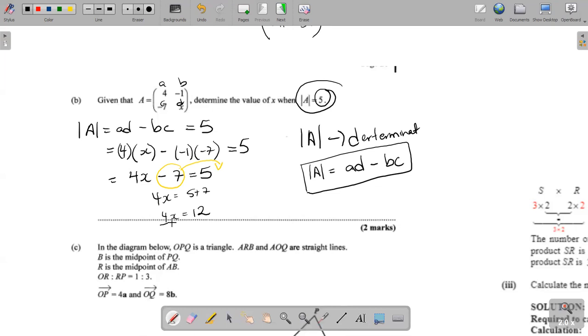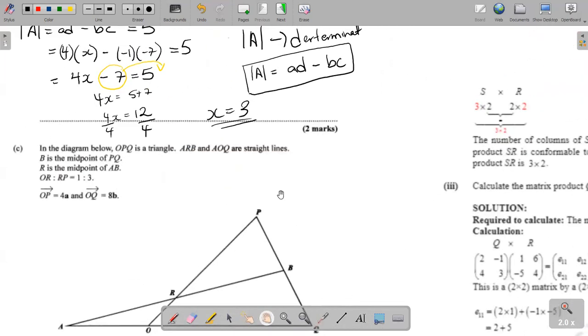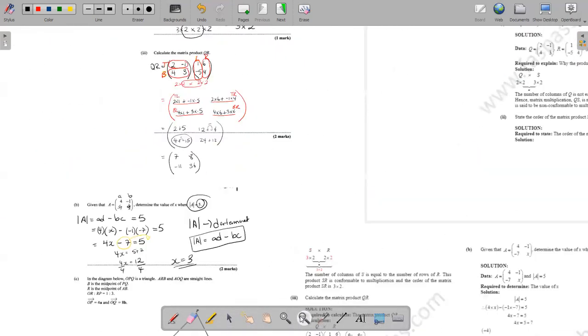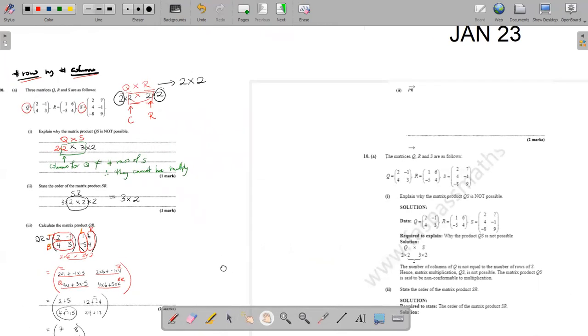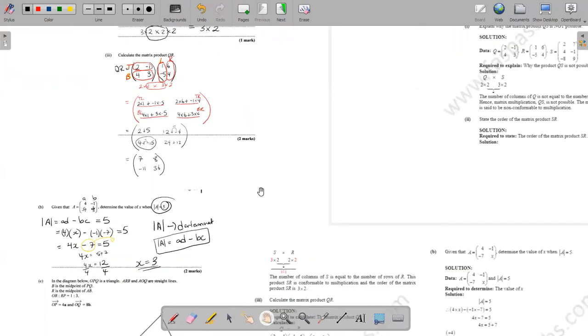And to get rid of the 4, you divide by 4 on both sides. So x is equal to 3. That's the answer. Simple. That's it. Moving on. That was vectors. Woo, that was easy. It was very easy. Very, very easy.